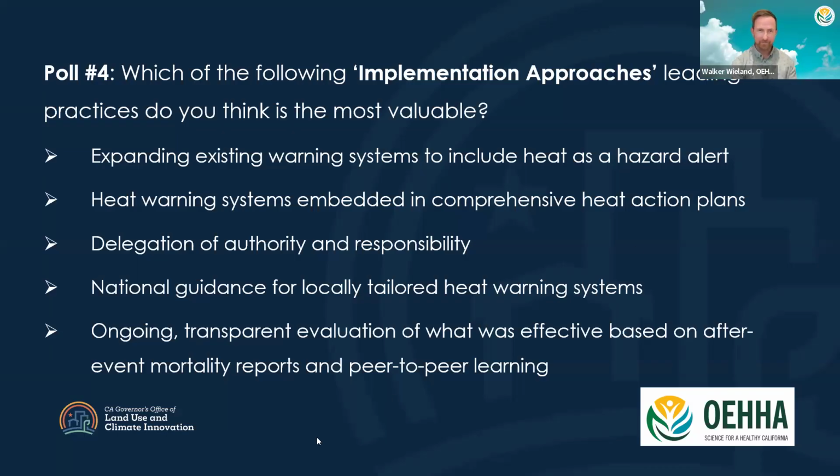This is going to be a really interesting one. So the top response is ongoing transparent evaluation of what was effective based on after-event mortality reports and peer-to-peer learning, sometimes referred to as adaptive or iterative management. That got 44% of the vote, but we also have a lot of responses for expanding existing warning systems to include heat as a hazard alert. Walker, what do you think of this?